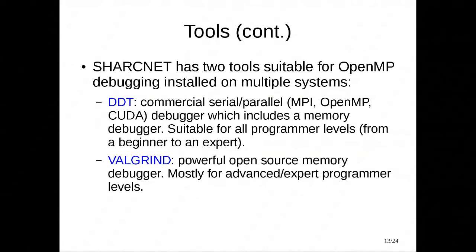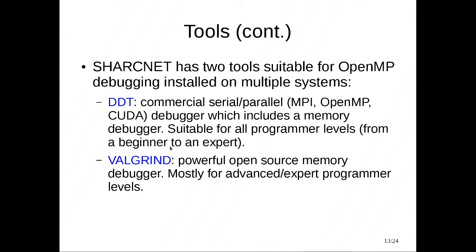Let's switch to the description of these two. One of them is a general purpose debugger, DDT, installed on a few different systems. This is a commercial debugger which is suitable for debugging serial jobs and all kinds of parallel jobs, MPI, OpenMP, CUDA, and also any combination of those, which makes it a very powerful debugger. It also includes a memory debugger, by the way, which is off by default. The very first time you run the code, you have to click to enable that. We will not need that feature for today's presentation.